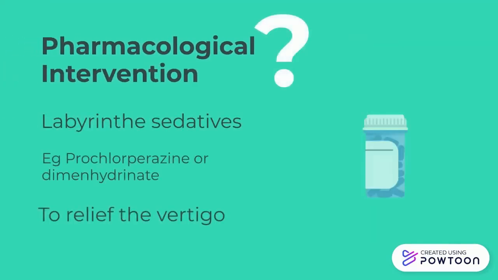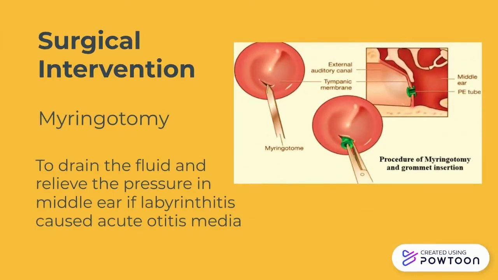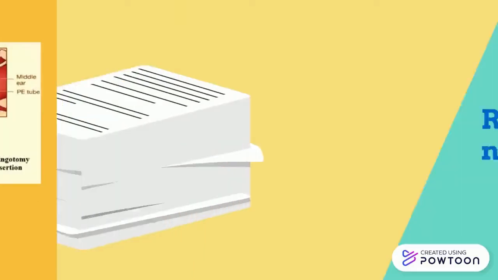Next, a sedative will be given, for example, prochlorperazine or dimenhydrinate. This is to relieve the vertigo symptoms of patients. The most commonly done surgical intervention is myringotomy, in which an incision is made at the eardrum to relieve the pressure and drain the fluid in the patient's middle ear.